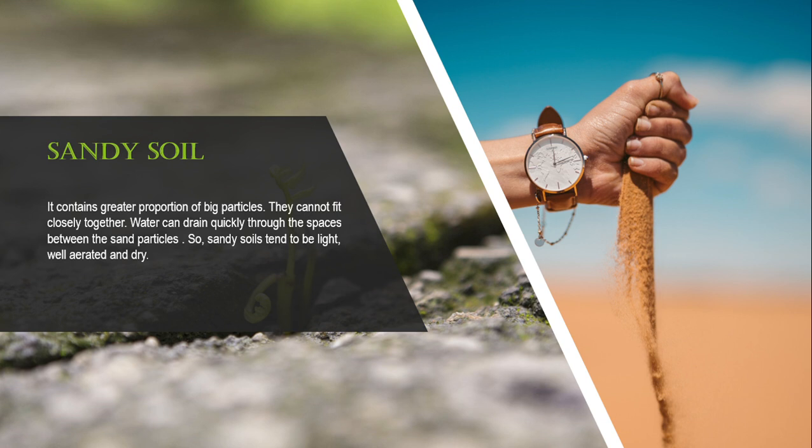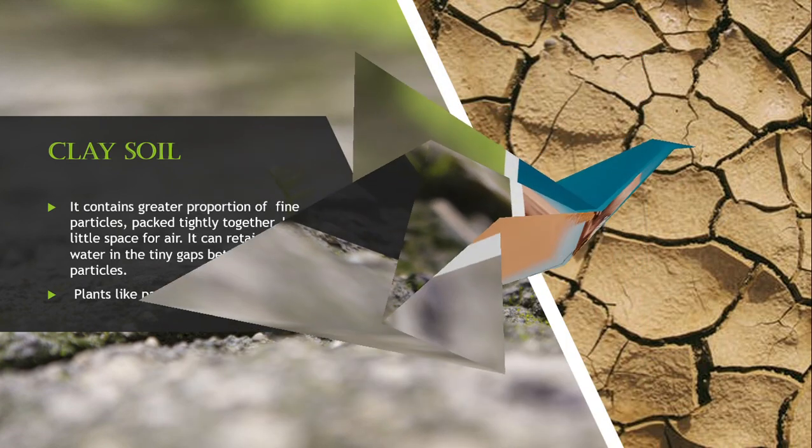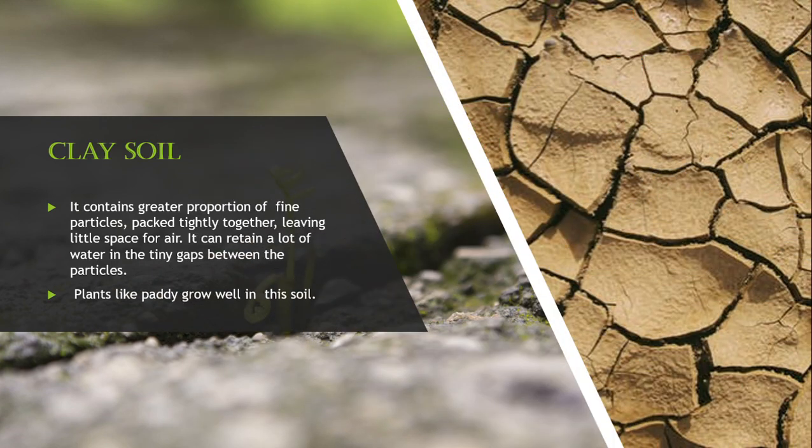So the first part we have learned is sandy soil. Shall we get into the next one? Next, we are going to learn about clay soil. It contains a greater proportion of fine particles packed tightly together, leaving little space for air. It can retain a lot of water in the tiny gaps between the particles. So plants like paddy grow well in this soil.